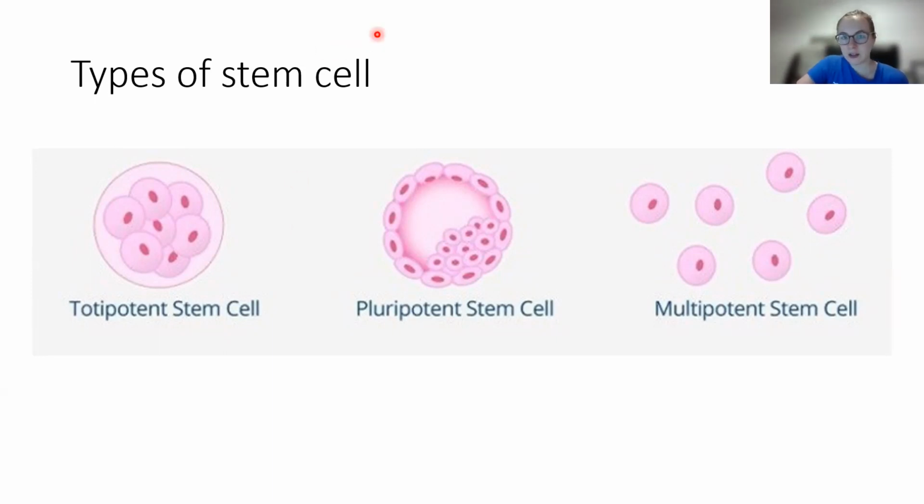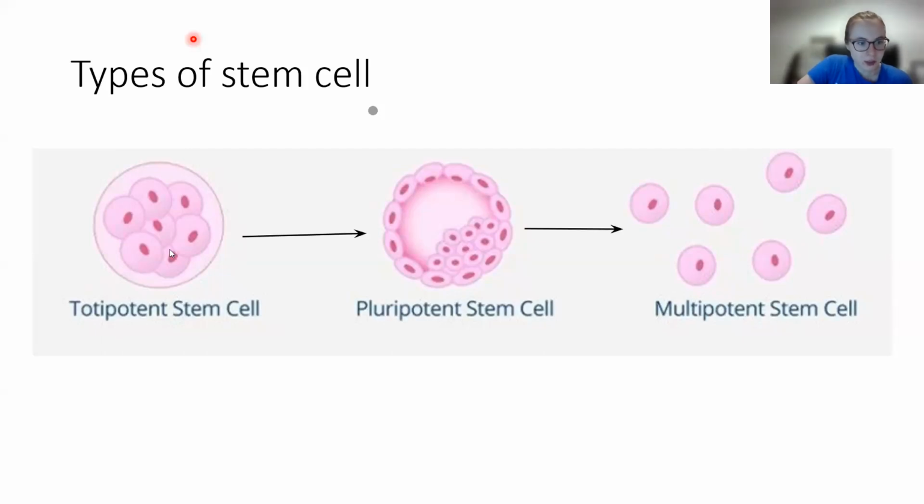Think of this as kind of like a little line. If I draw little arrows, as we move further down the arrow, they differentiate into less and less types of cells.